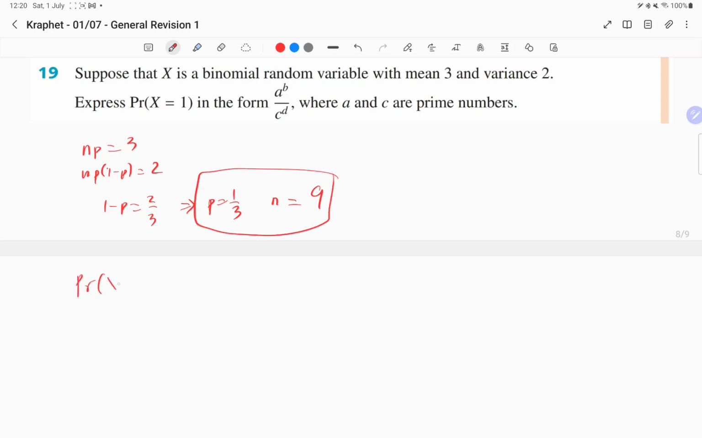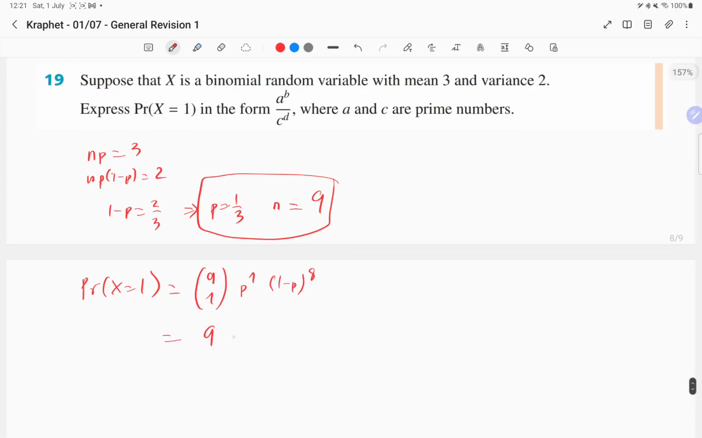So then Pr(X = 1). A and C are prime numbers, mean 3, variance 2. Okay, so that would be 9 choose 1. That's why this is a tech-free one, because you can only work out 9 choose 1 if you understand the formula. So p to the power 1, and 1 minus p to the power 8. So 9 choose 1 is 9, p is 1/3, so that'll just be 1/3, and 1 minus p is 2/3 to the power 8.